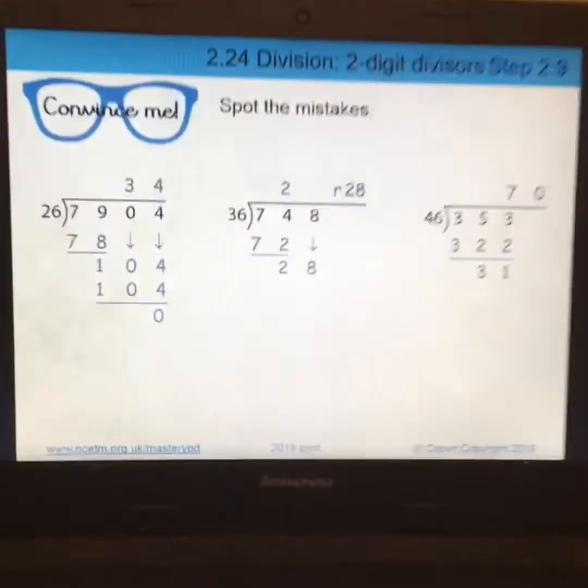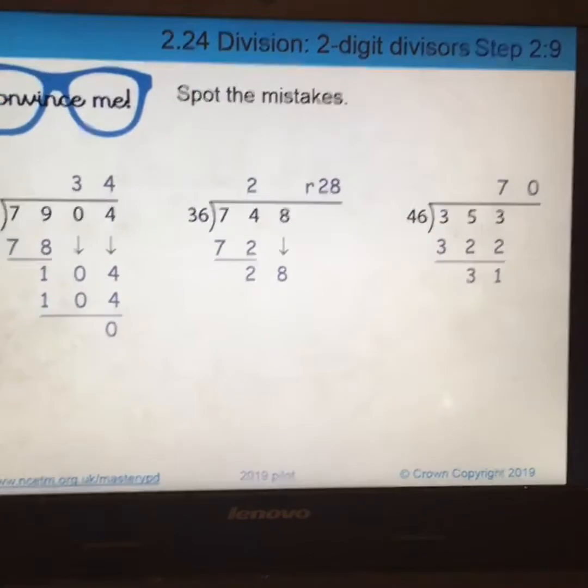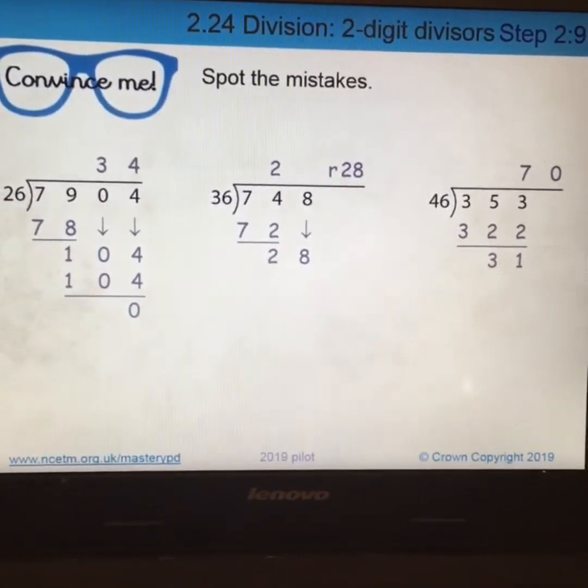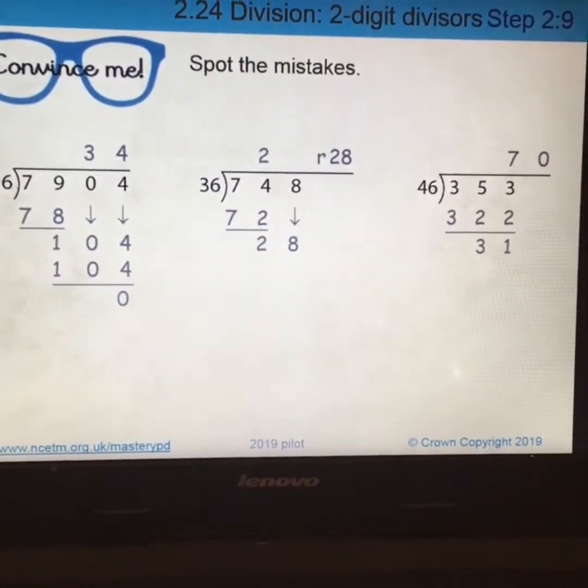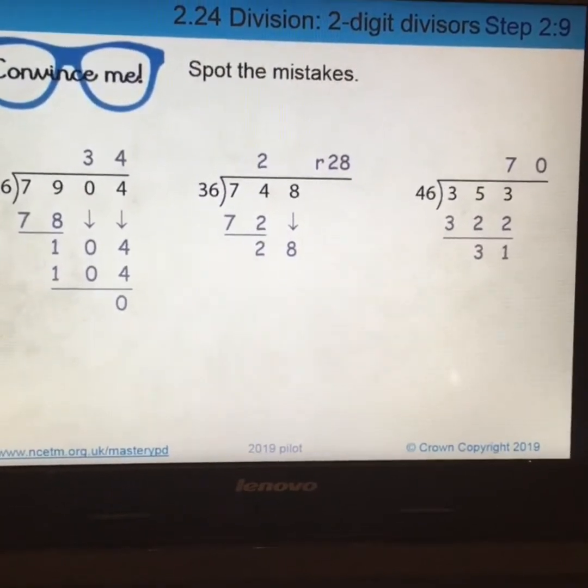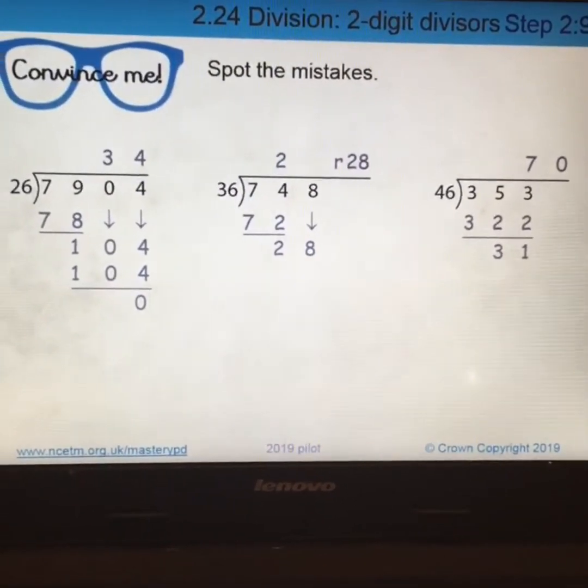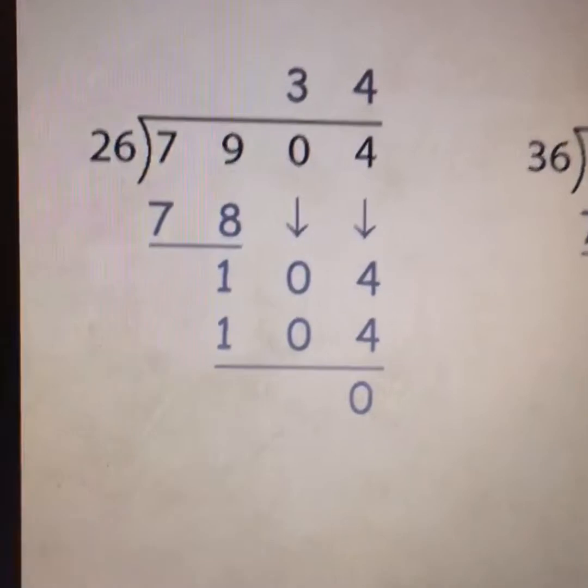Right. Next one then. I want you to have a go at spotting the mistakes. So there's 3 different calculations here and there's 3 people that have gone wrong. Can you work out where they've gone wrong? Pause the video and have a go.